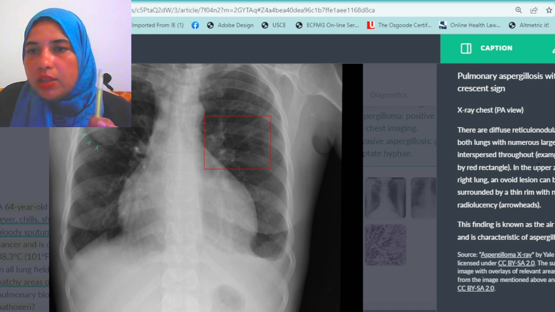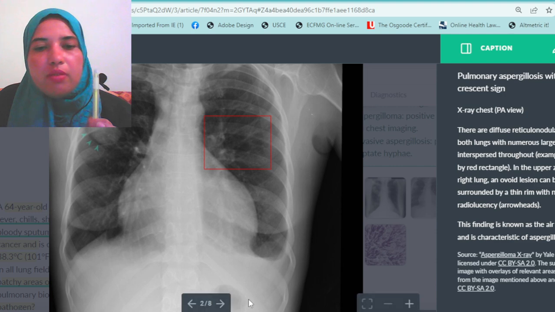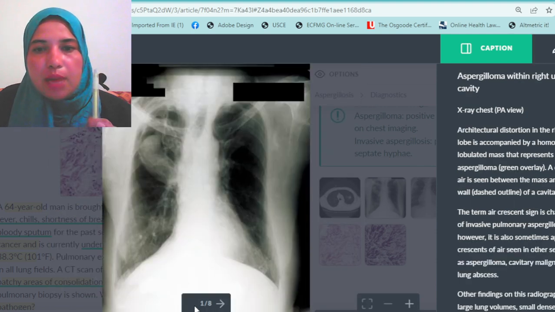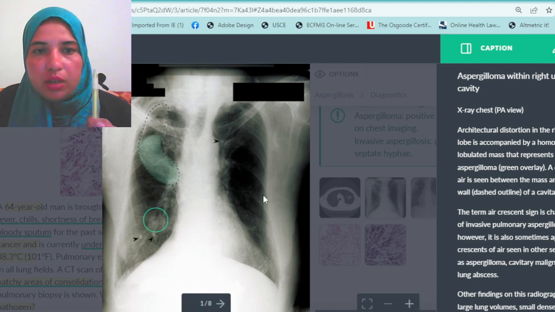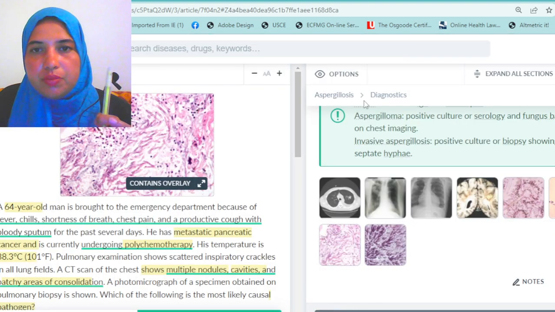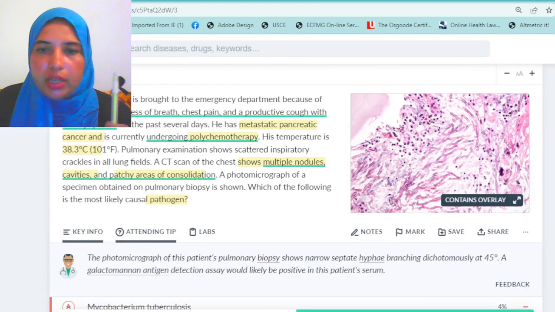Okay, let's see what's inside this red rectangle. There are diffuse reticulonodular opacities in both lungs with numerous large nodules interspersed throughout. So that is what's inside the red rectangle. Very convenient to have that overlay and that caption. Again, here we're looking at aspergillosis. Let's look at our overlay. Very useful. So let's close that.